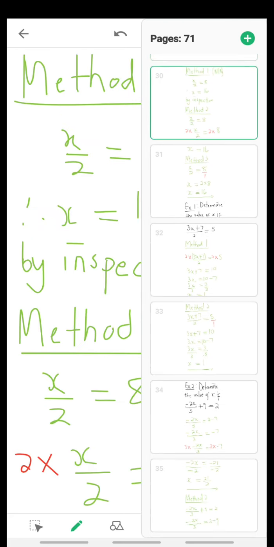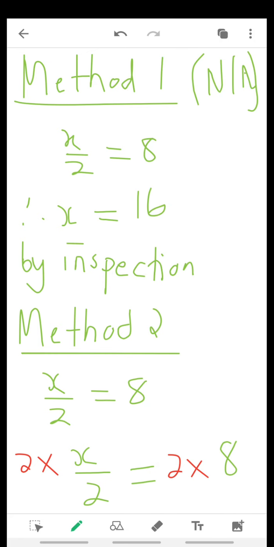Very interesting. So method number 1, I know some of you would use inspection, and I said not applicable. I want you to solve. Show me steps. But let me just take you through inspection. You would say which value of x divided by 2 would give us the answer 8. That would be 16, of course, because 16 divided by 2 is equals to 8. Left hand side equals to right hand side. But I don't want inspection. As I said, not applicable.